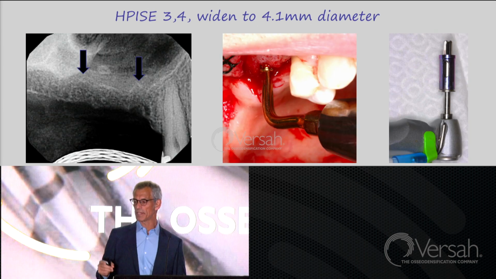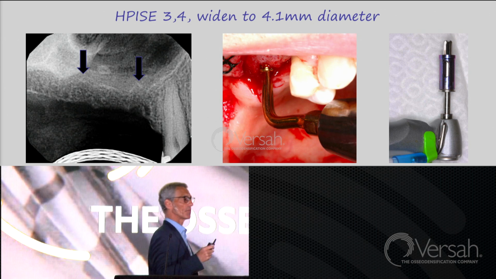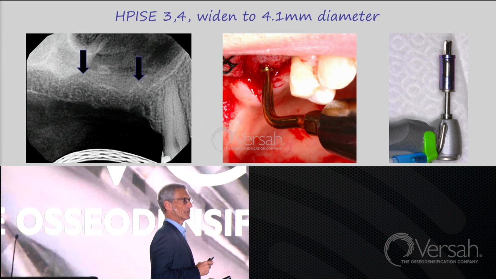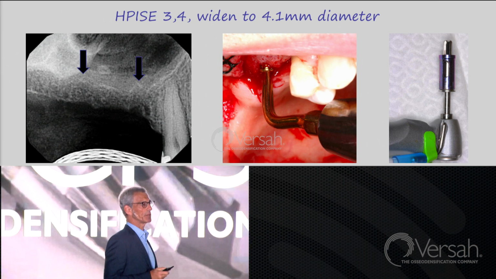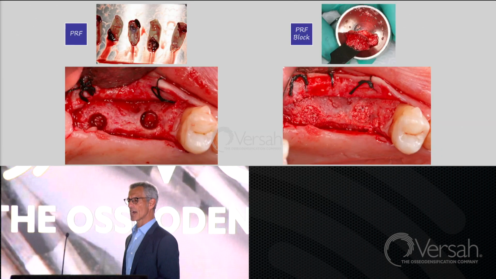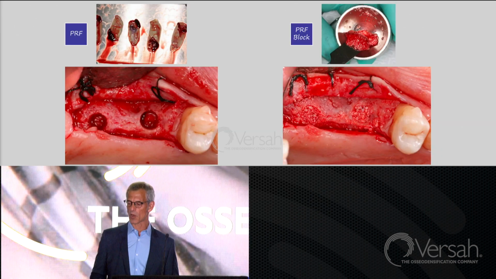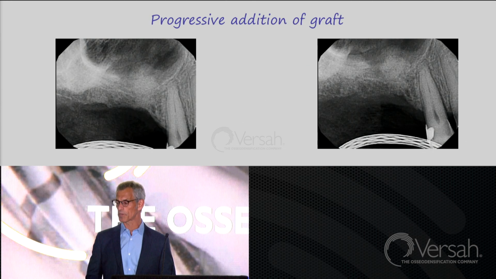And there's my immediate x-ray after infracture. Now I insert my 2.8 tip, 1 to 2 millimeters beyond the sinus, 20 seconds, widen my osteotomy, graft my osteotomies, cover them with PRF membranes after placing PRF block, progressive addition of my graft material. Graft material appears well contained.